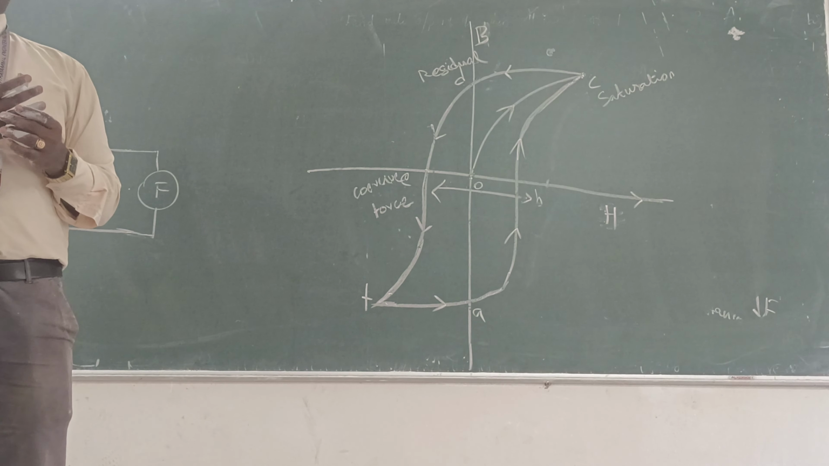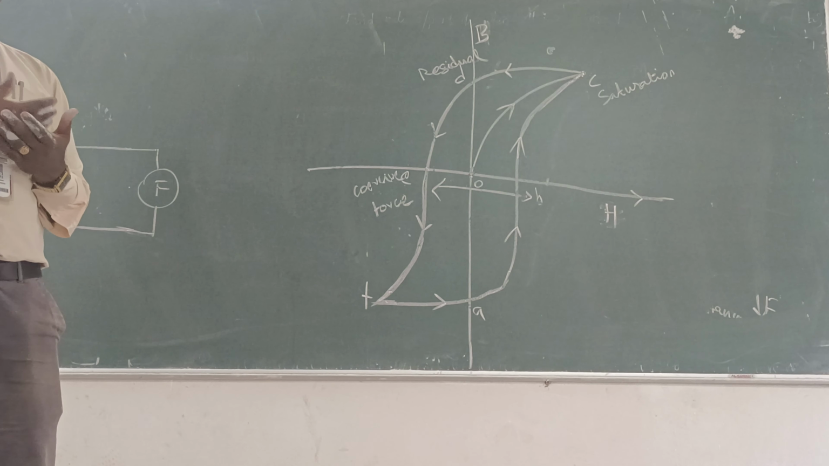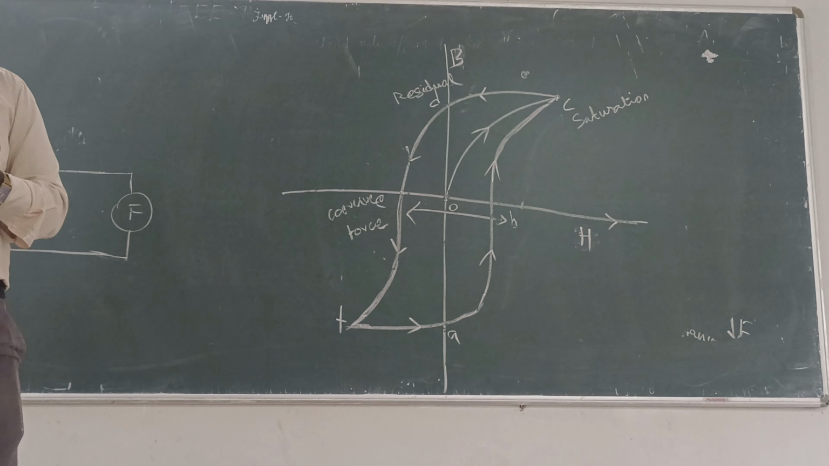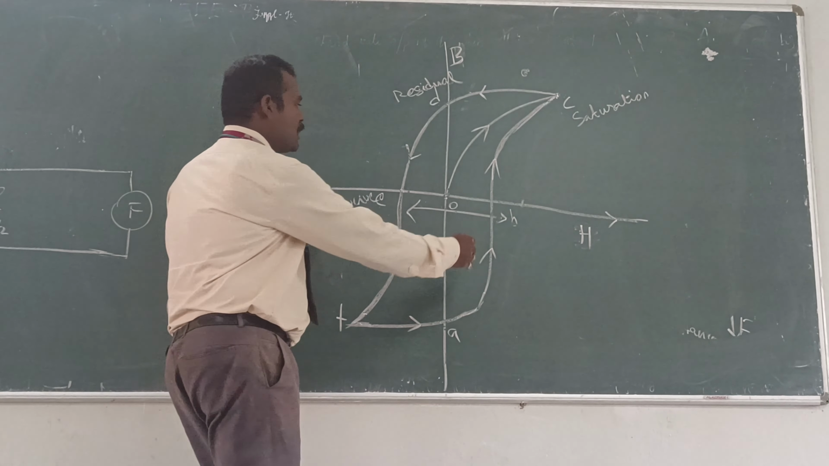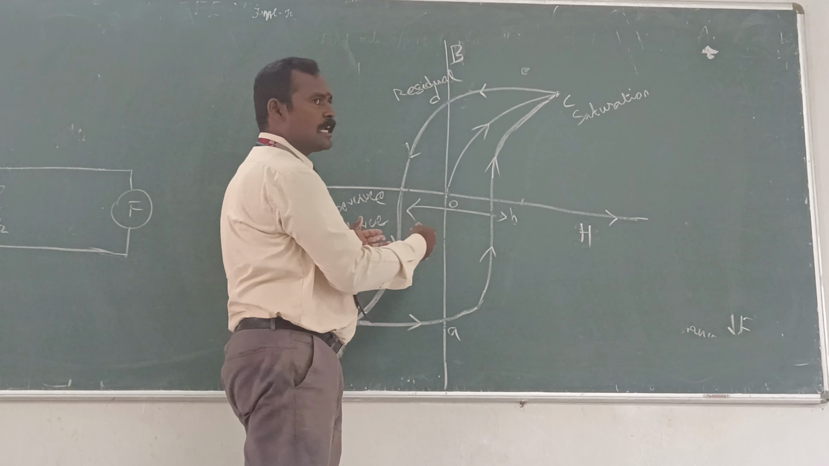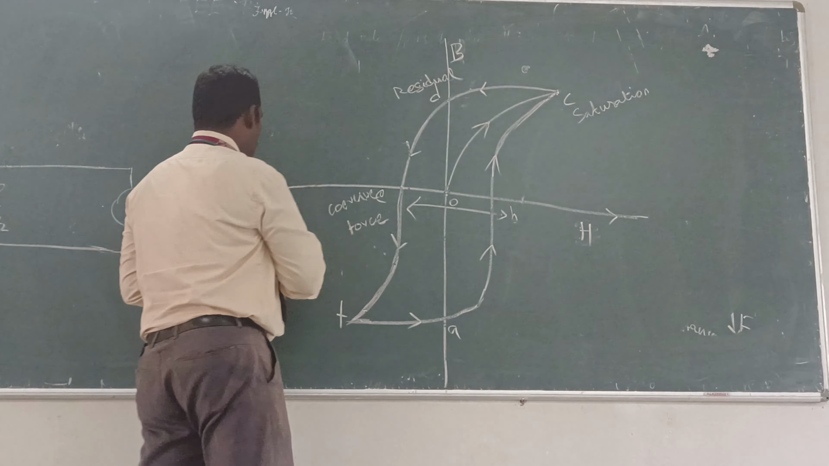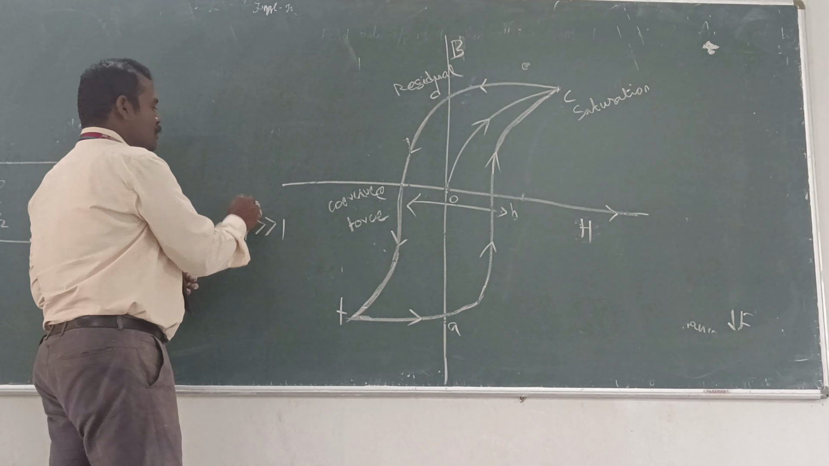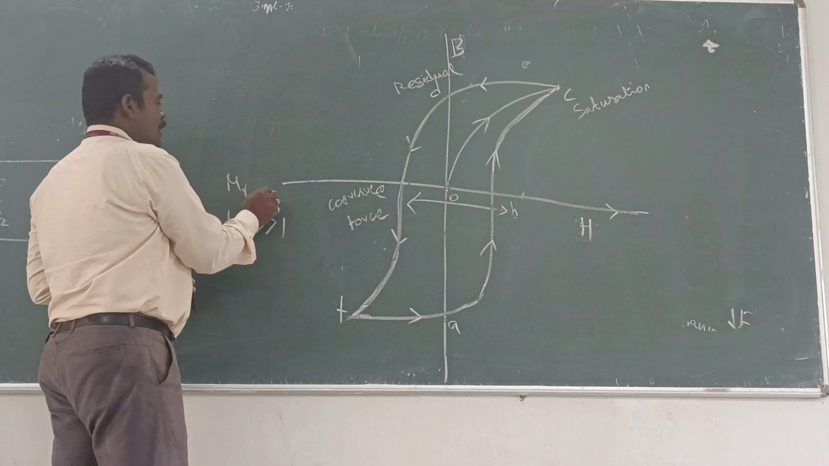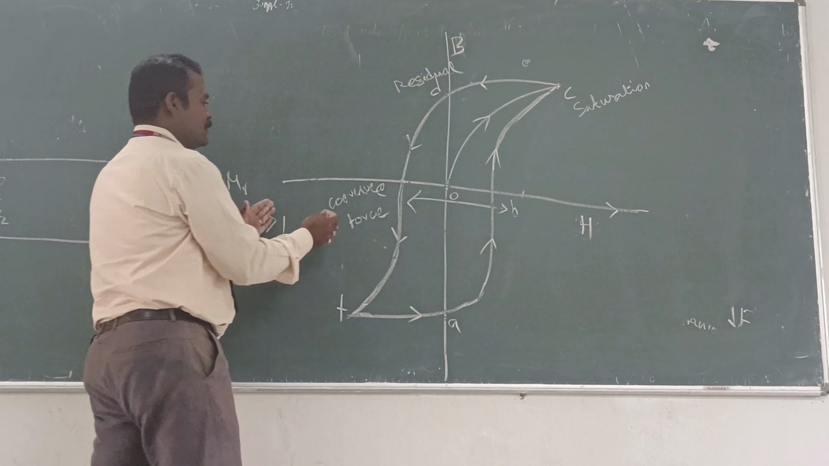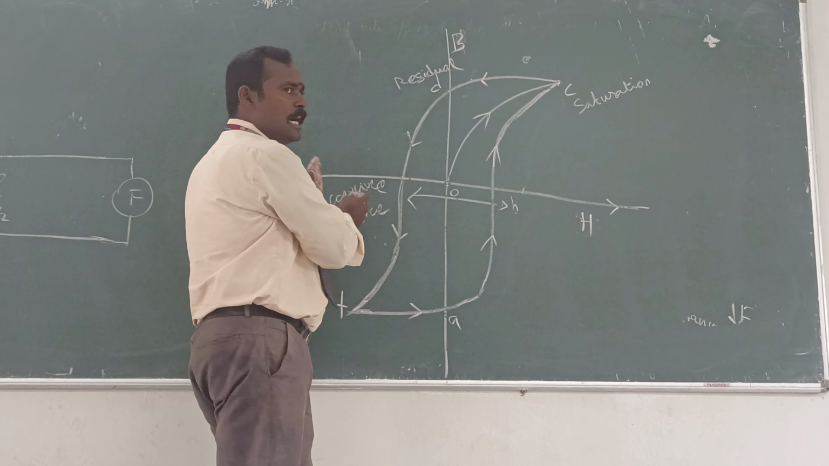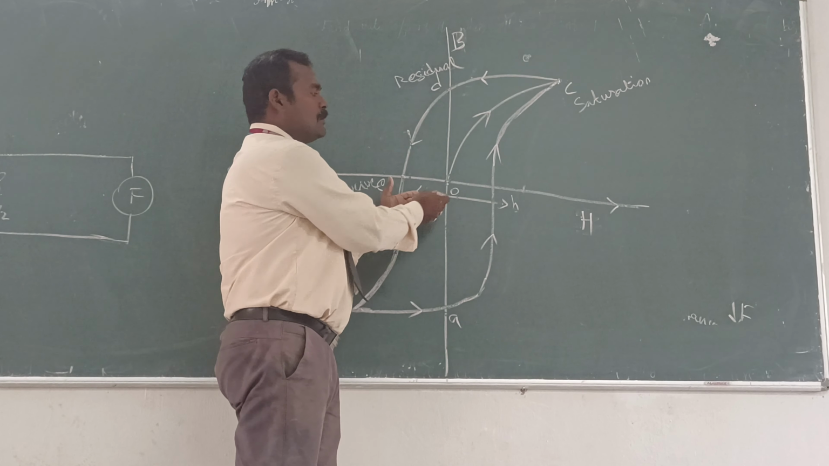You all know the magnetic material is classified into 3 categories: dia, para, and ferromagnetic material. The ferromagnetic material has a large coercive force, that means a larger value of magnetic field. You all know the relative permeability is very much greater than 1. If you consider paramagnetic material compared with ferromagnetic material, the coercive force is very small, and for diamagnetic material it is very small.